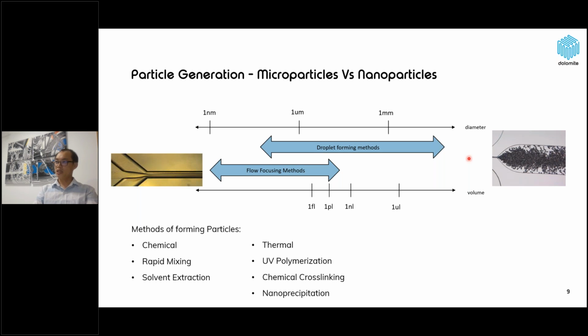So this method can generate particles or droplets with sizes from more than 1 micrometer to millimeters. For nano-sized particles, we use flow focusing methods. That means we introduce two immiscible fluids into the microfluidic chip to make up the flow focus stream. The nanoparticles, we believe, are generated at the interface of the two streams and flushed out by the continuous flow process.